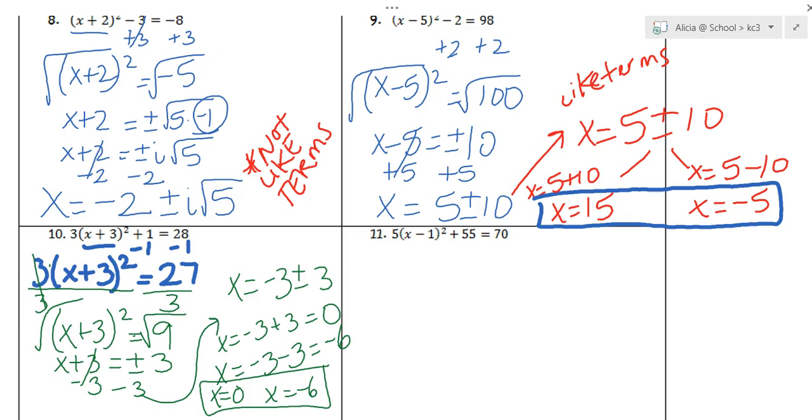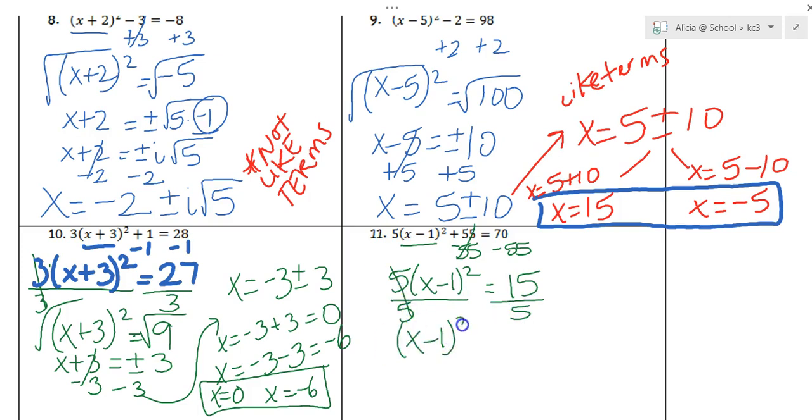All right, last example here. 5 times the quantity of x minus 1 squared plus 55 equals 70. So again, isolate whatever is being squared. I have to subtract 55 over to the other side. So 5 times x minus 1 squared equals 70 minus 55, which is 15. I want to divide by 5. x minus 1 quantity squared equals 15 divided by 5, which is 3.